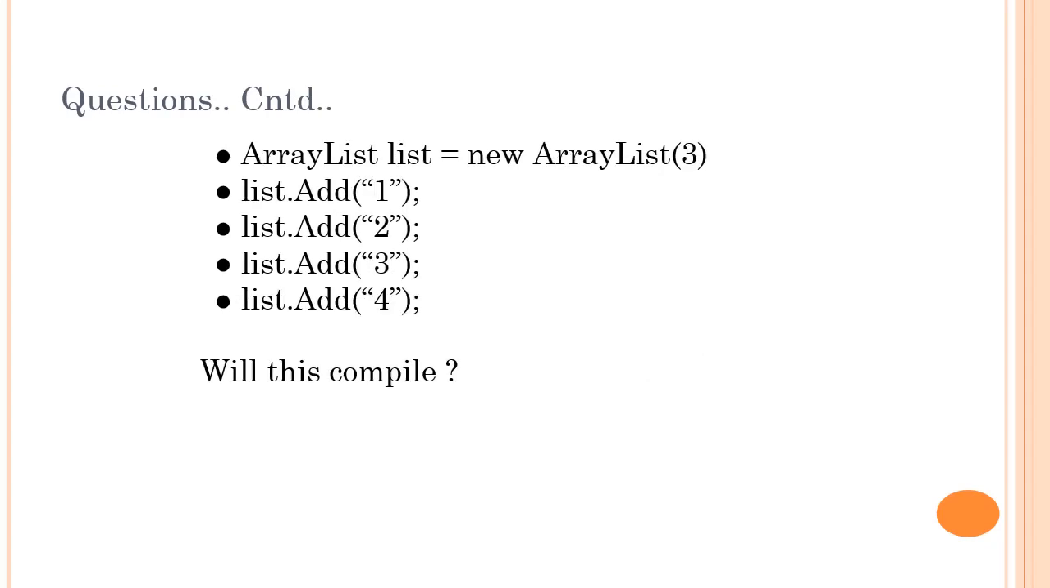This is another example. We created an array list called list with an initial size of 3. Then we added 4 elements. Will this compile? Yes, the array list size can grow dynamically.